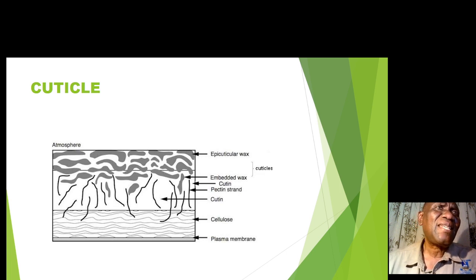Then we have also what we call the cuticle, which involves all these other parts. Below we have got the cellulose, then the plasma membrane. For the pesticide to enter the plant, it has to go through that cuticle. Sometimes that pesticide may fail to penetrate that cuticle. Under those circumstances, the pesticide may not do its job.